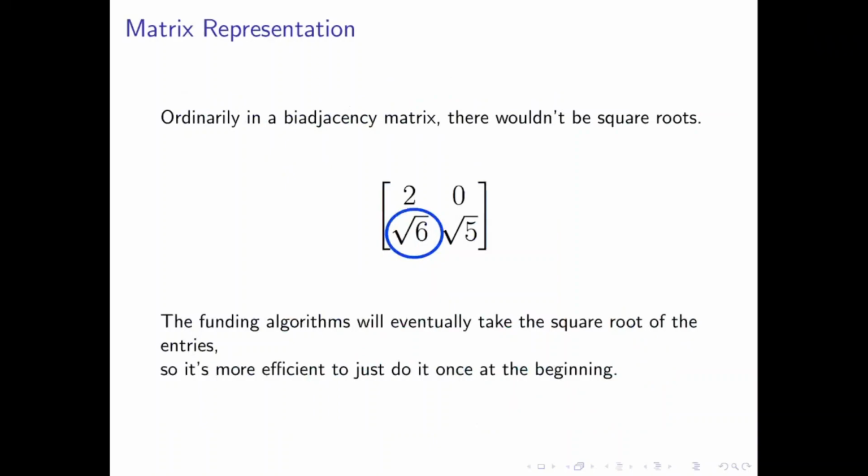So yeah, ordinarily in a bi-adjacency matrix there wouldn't be square roots, but the funding algorithms will eventually take the square root of the entries, so it's more efficient to just do this once at the beginning. Basically, instead of the perspective of contribution, we looked at the square root of contribution, since that's sort of like, I think, the voting power. Yeah.